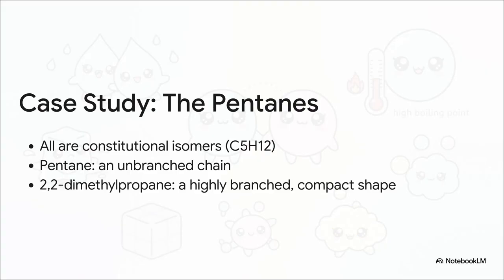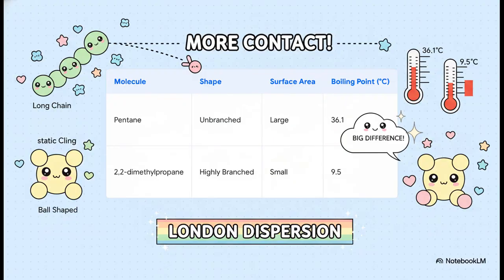To really see this in action, let's check out two molecules that are isomers. All that means is they have the exact same chemical formula, in this case, 5 carbons and 12 hydrogens, but they're just built differently in 3D space. First up, we've got pentane, which is basically a long, noodly chain. And second, we have 2,2-dimethylpropane, which is all bunched up into a tight, almost perfect little ball. Now, this is where things get really cool.